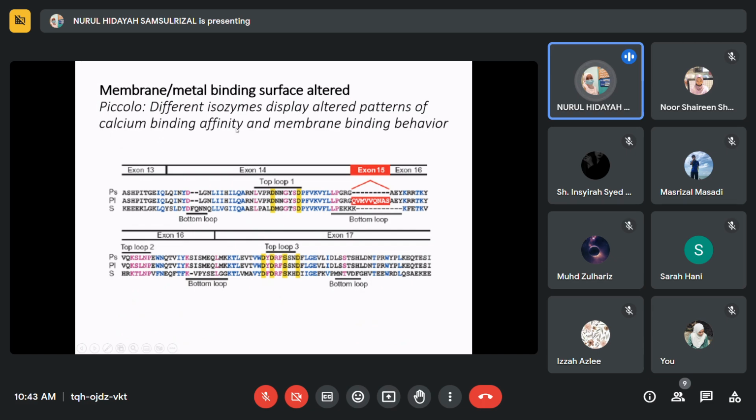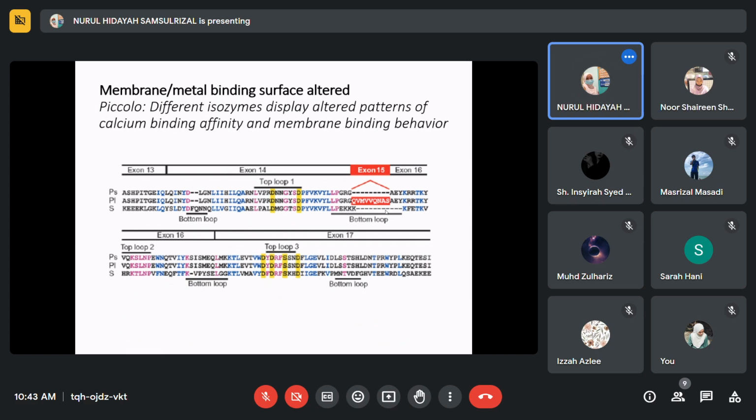This means different isozymes display an altered pattern of calcium binding affinity and membrane binding behavior. So maybe here is what controls the membrane binding, so this one will differentiate it. In the first cycle, it takes into account that this one is present and this one is not. So this one is different again. So they have several types, and it will change in terms of that.